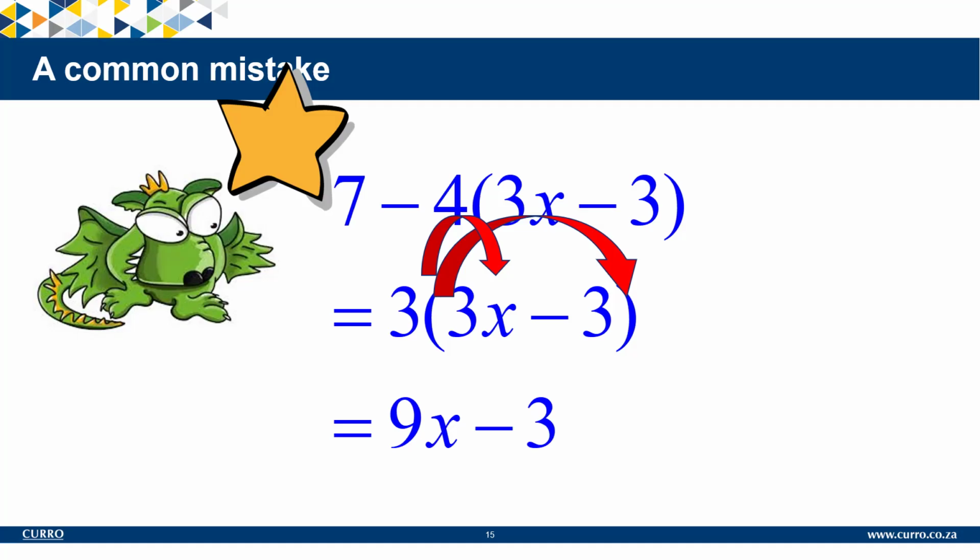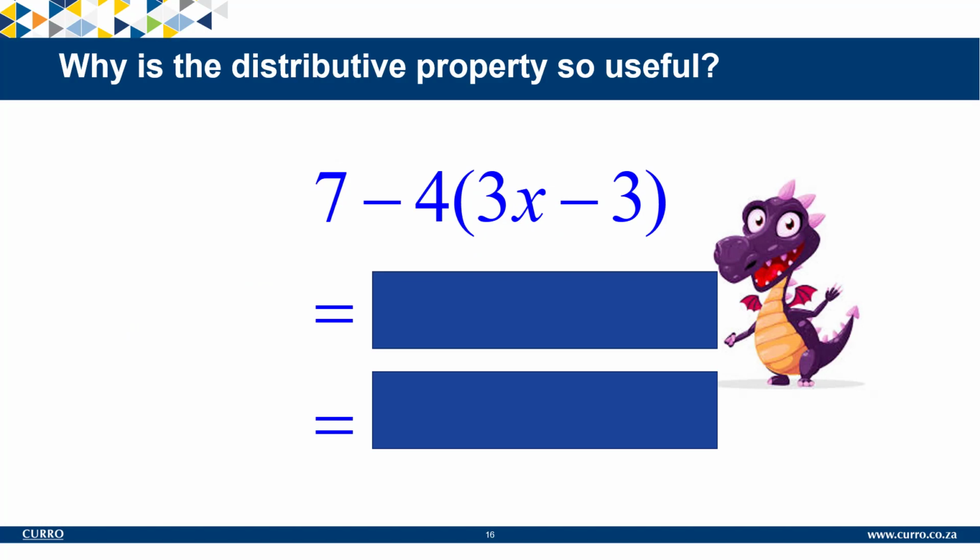Zoot made a mistake. Let's try to help him. This is 7 minus 4 times the bracket. Zoot did not consider order of operation. We have to first multiply. He said 7 minus 4 is 3 and then he multiplied. Thank you, Snoot, for helping us.